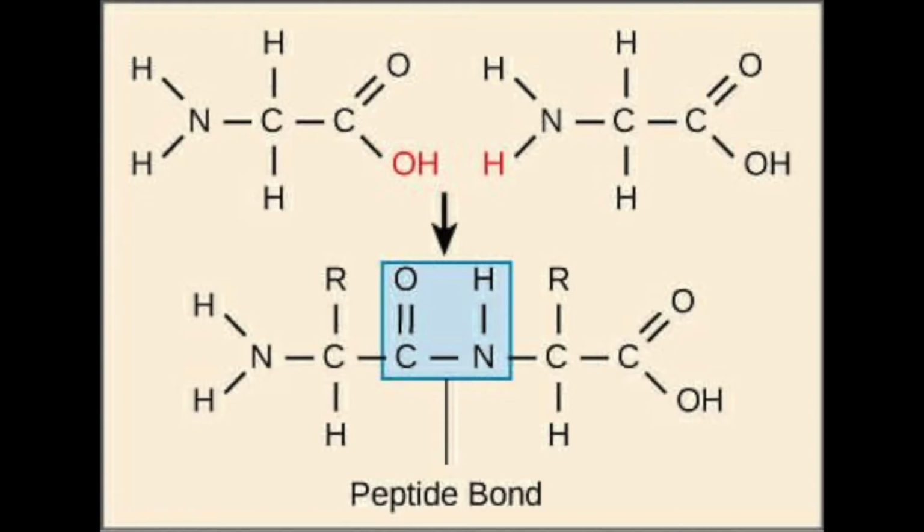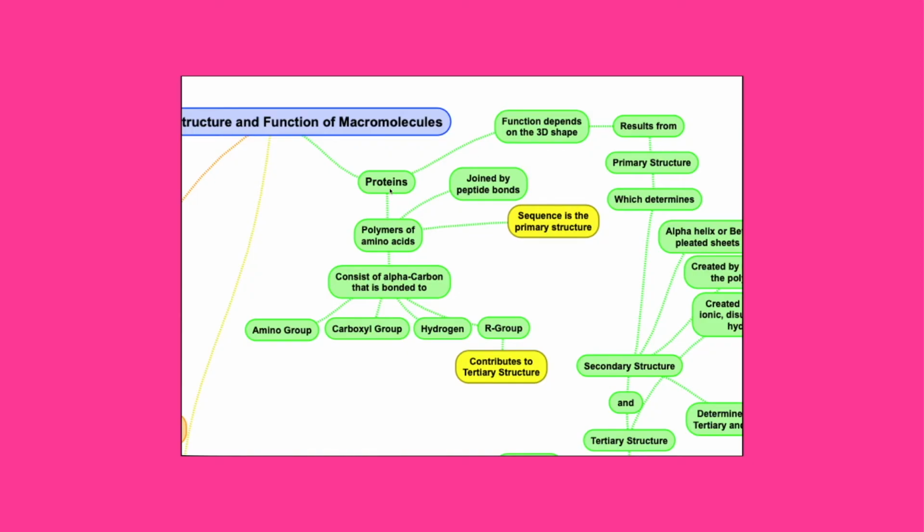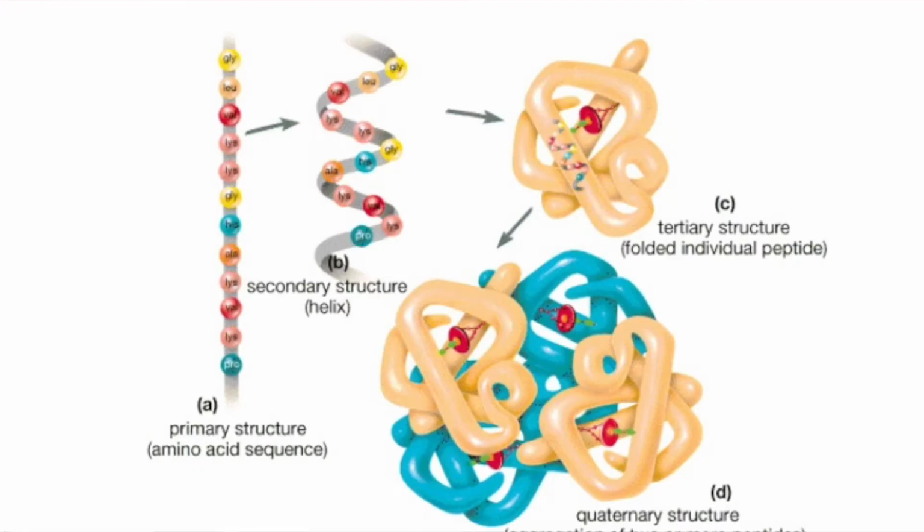Now, the peptide bond is going to form between a hydrogen from an amino group of one amino acid and the OH group of a carboxyl group from another amino acid. And proteins, their function is going to depend on the shape. The shape is going to be dependent upon the sequence. So our primary structure is the chain of amino acids.